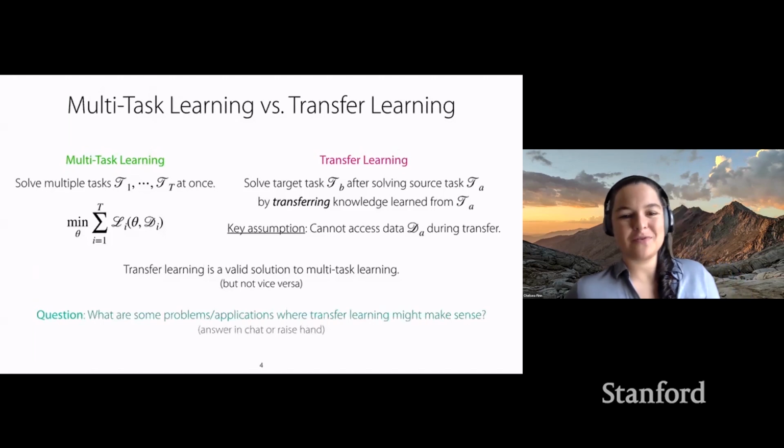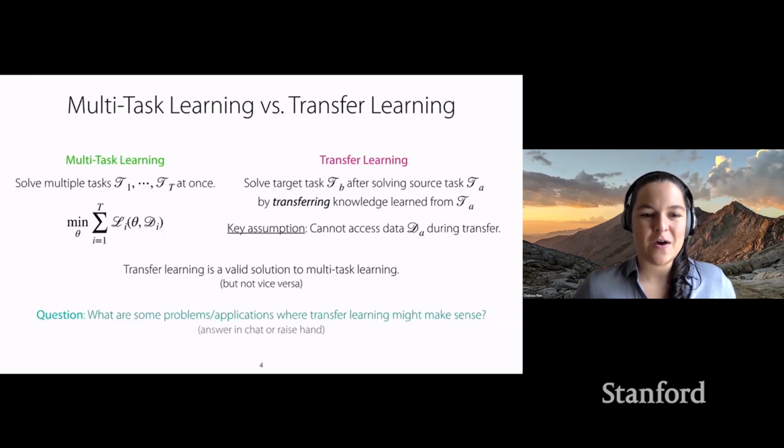So a question for you to get started for today, you can answer in chat or raise your hand. What are some problems or applications where transfer learning might make sense, but where multitask learning might not make sense? Any ideas or thoughts?